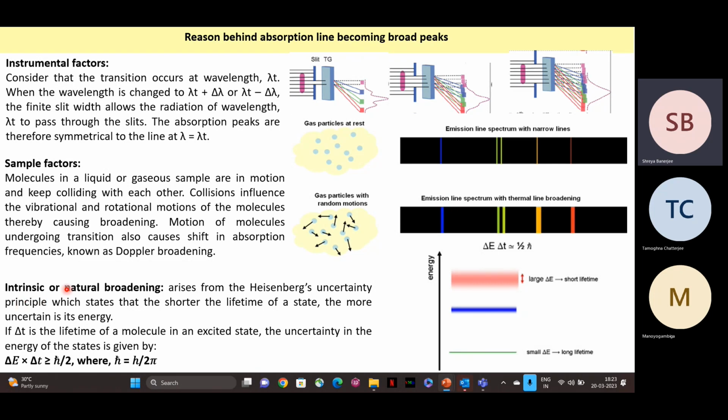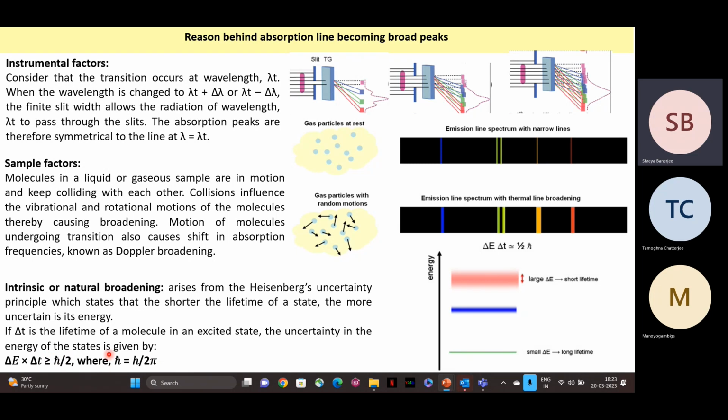The third reason is called intrinsic or natural broadening, and that arises from Heisenberg's uncertainty principle, which states that the shorter the lifetime of a state, the more uncertain is its energy. So basically, the mathematical relation is that if delta T is the lifetime of a molecule in an excited state, and delta E is the uncertainty in energy, then the product of delta E and delta T must be greater than or equal to h by 2 pi.